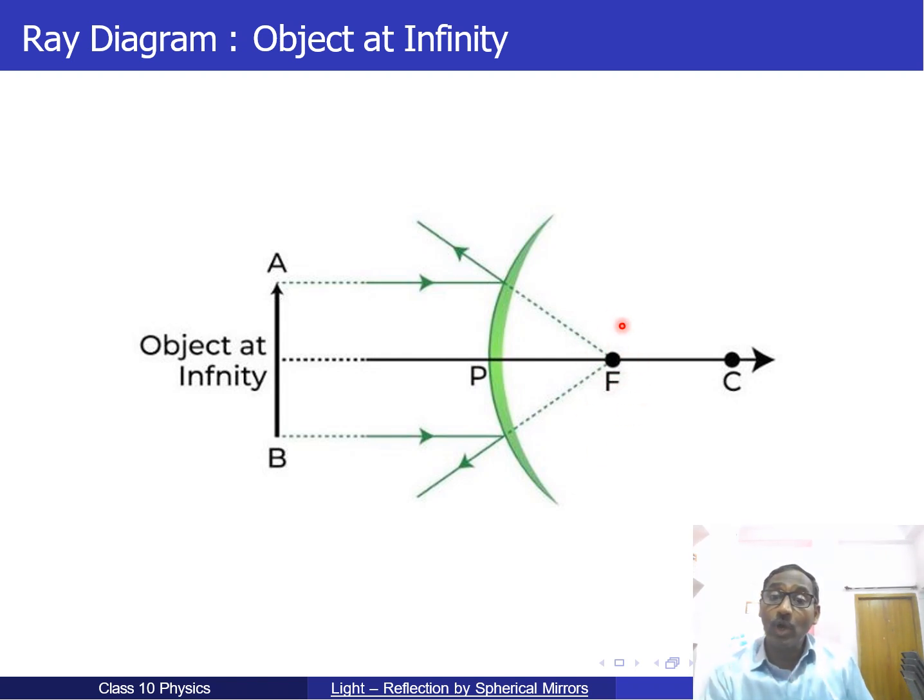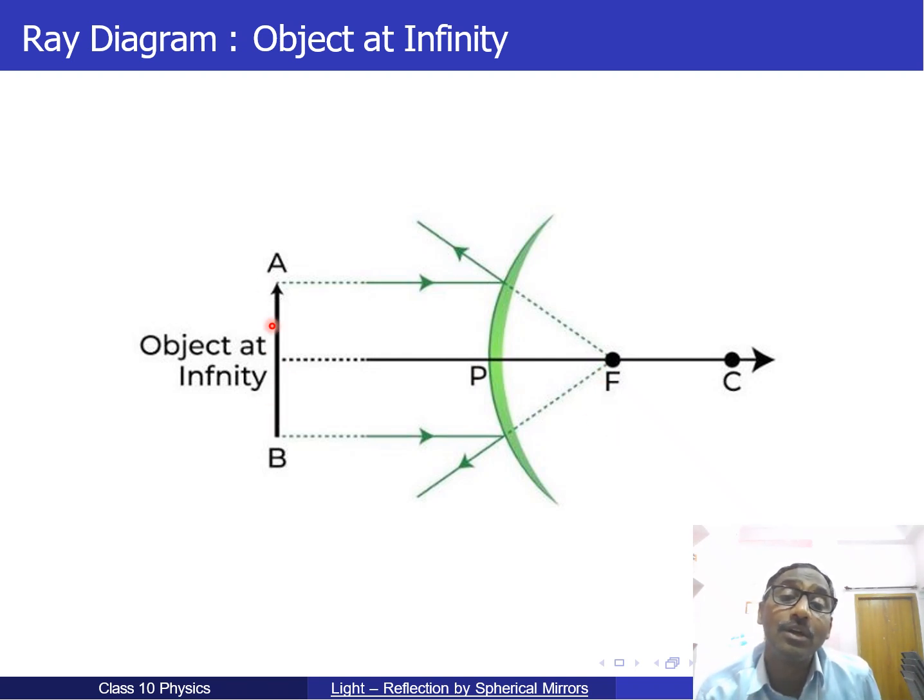So the image is formed at the focus. These rays appear as if they are coming from the focus. This ray appears to come from the focus. So the image is formed at the focus. This is a virtual image, and it is a point sized image. That means it is diminished.